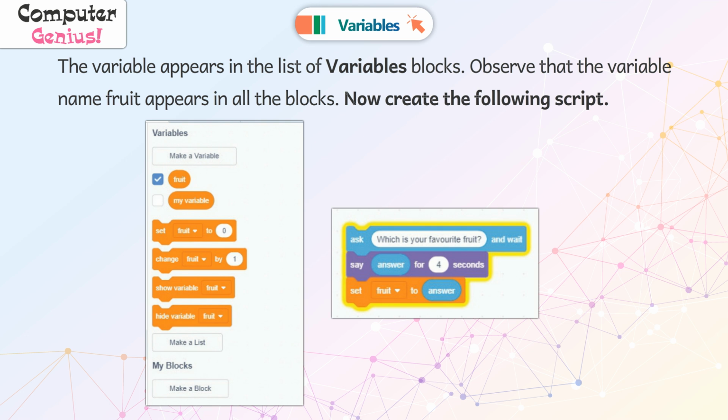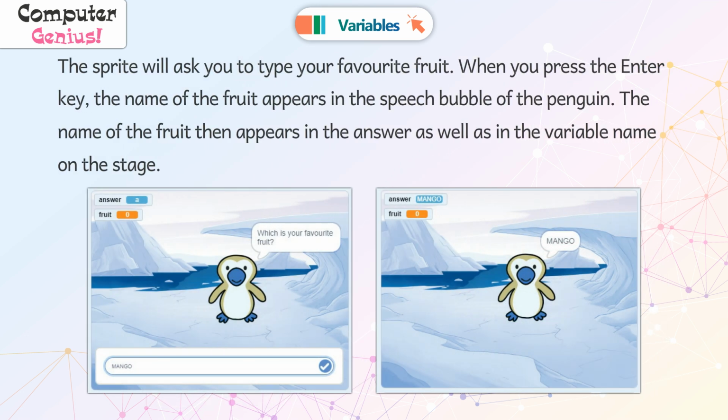Now create the following script. The sprite will ask you to type your favorite fruit. When you press the Enter key, the name of the fruit appears in the speech bubble of the penguin. The name of the fruit then appears in the answer as well as in the variable name on the stage.